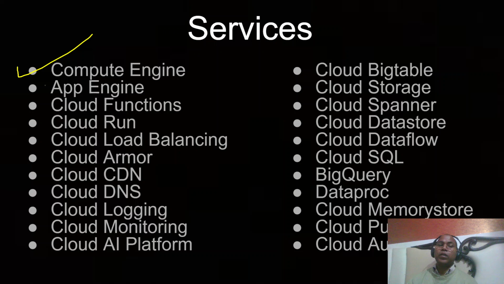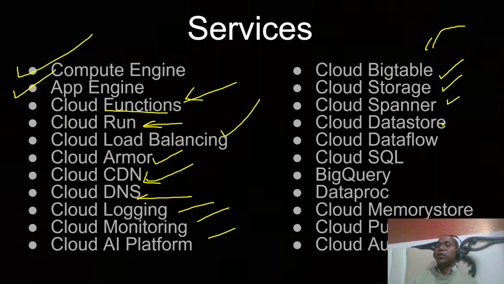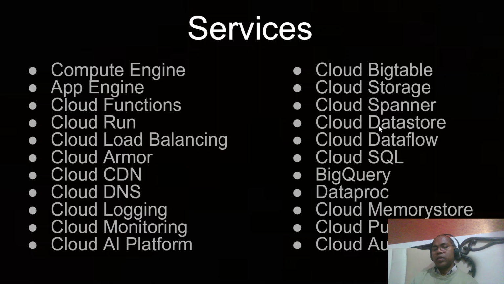So there is Compute Engine, App Engine for application development and deployment, Cloud Functions to run a snippet of code, and Cloud Run, which allows running Docker-based, container-based application images. Then load balancing, CDN to reduce the latency of your application, DNS hosting, logging, monitoring, AI platforms, and for databases: Bigtable, storage, Spanner, Datastore, Dataflow, Cloud SQL, BigQuery, Dataproc, and Memorystore for fast memory access, Google Pub/Sub. The list is very long, but we should know what kind of services GCP offers.